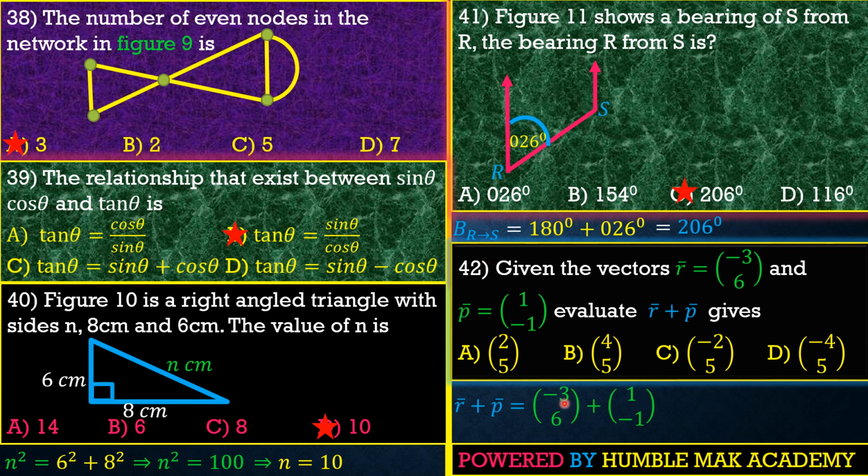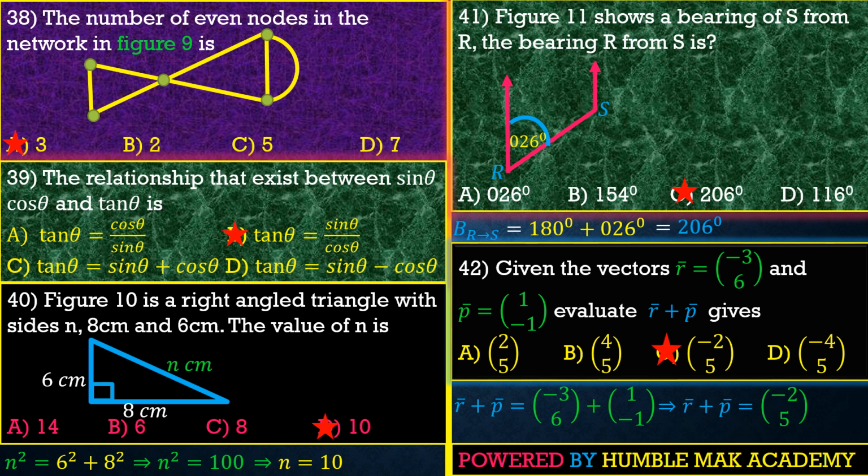We have negative 3 plus 1. We have 6 plus negative 1. With negative 3 plus 1, we are going to have negative 2. Taking 6 plus negative 1 gives us 5. So the answer becomes negative 2, 5. So guys, option C is the best option for this question.